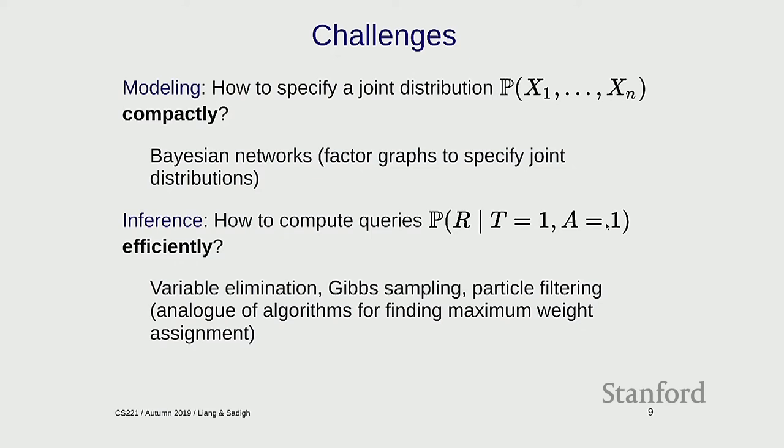Again, you don't want to have to go through 2 to the n different possibilities because that would be really, really slow. And we'll see that variable elimination, Gibbs sampling, particle filtering, which is the probabilistic analog of beam search, all these algorithms that we talked about last week are actually going to come into play. And we're just going to talk about the probabilistic analog of these as opposed to finding the maximum weight assignment.